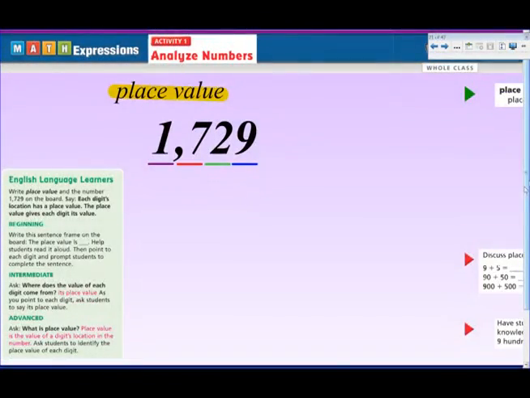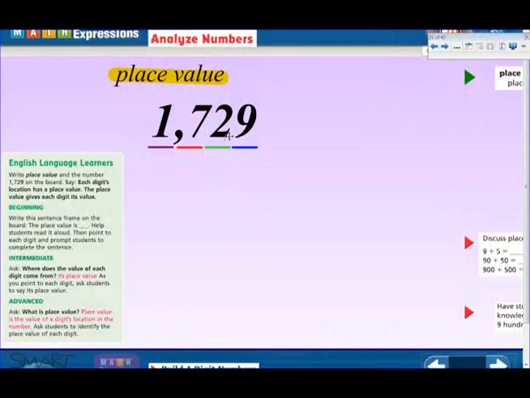Well, what is place value? We have this number 1,729. Place value is the value of a digit's location in the number. So 7 is in the 700s place. And the 2 represents 20 because it's in the 20s value spot. So the place value gives each digit its value. There's a 9. It's in the ones column, so it only represents 9. That's what place value is, the value of a digit's location in the number.